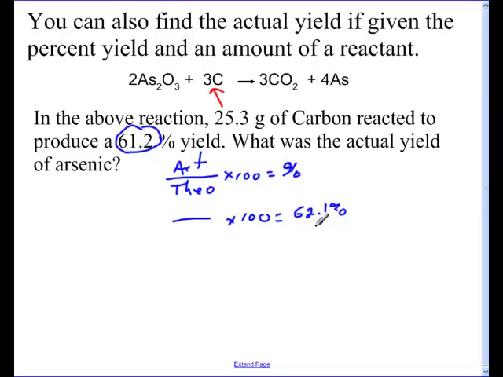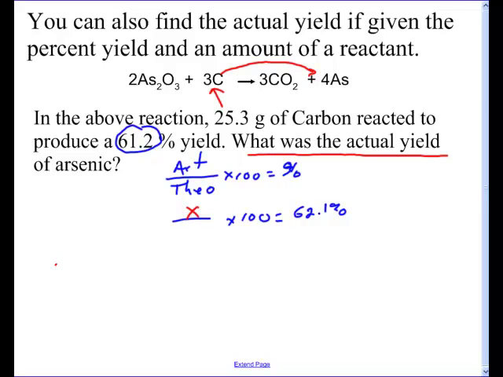And then let's see what they want us to find. They want us to find the actual yield. Well, actual yield goes on top, so that value is going to be my x value. And then I need a theoretical amount. Well, what do they give us? Ooh, they give us the amount of carbon. Okay. Well, if I know grams of carbon, and I know this one must be in excess, then I can find grams of arsenic just like we've been doing. So let's go ahead and do that.